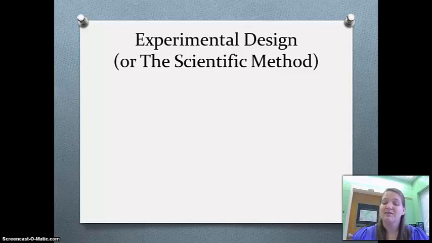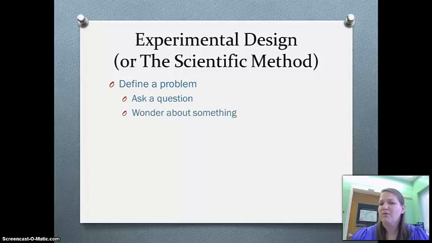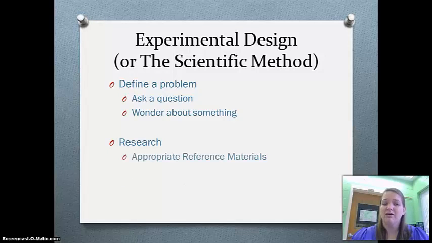So, the experimental design process, or in our case for today, the scientific method. It begins by defining a problem. This can be done by asking a question or even wondering about something. Next, you need to do some research. You should know a little bit of background information about what you're going to be experimenting about. And you can do this by using appropriate reference materials.